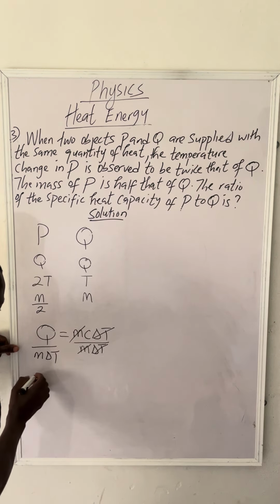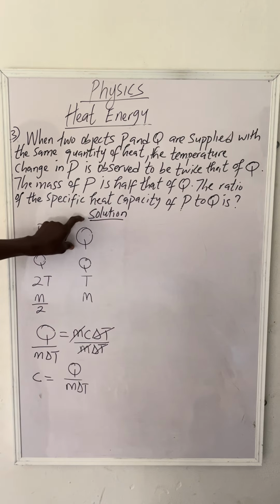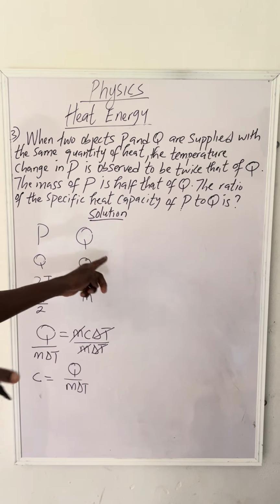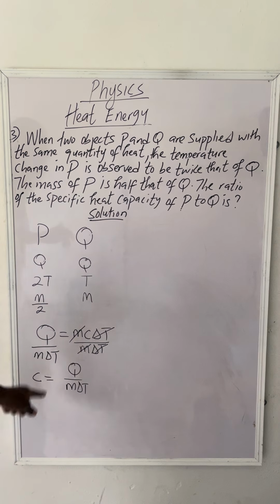So my C is equal to Q over M delta T. This is the formula that I'm going to use to calculate the specific heat capacity of P, and the same formula that I'm going to use to calculate the specific heat capacity of Q. Then when I'm done, I will now find the ratio. Now let us find the specific heat capacity of P.